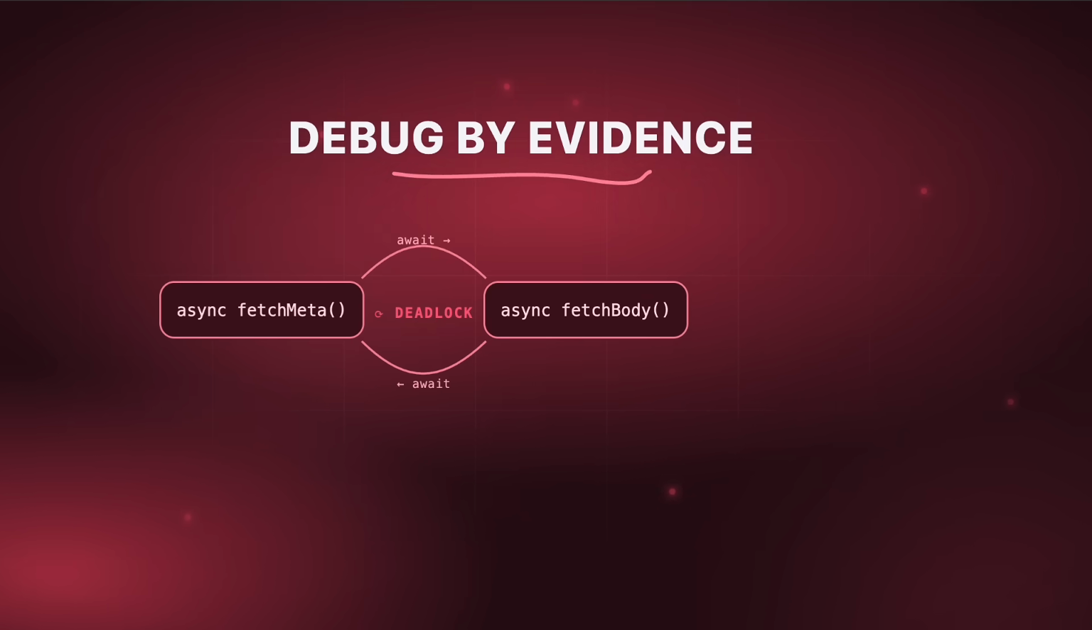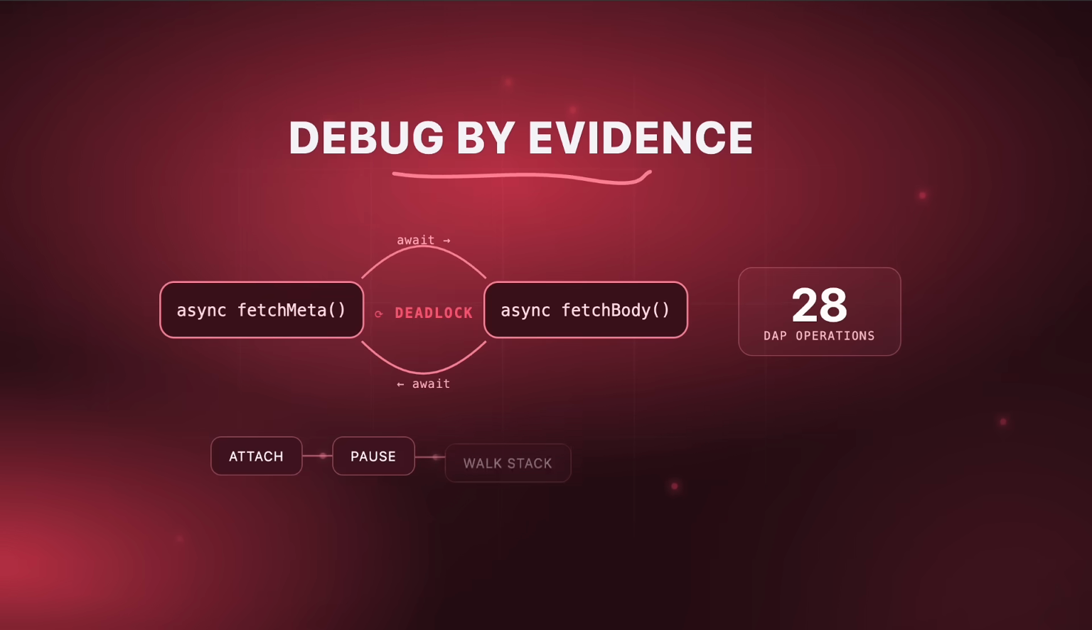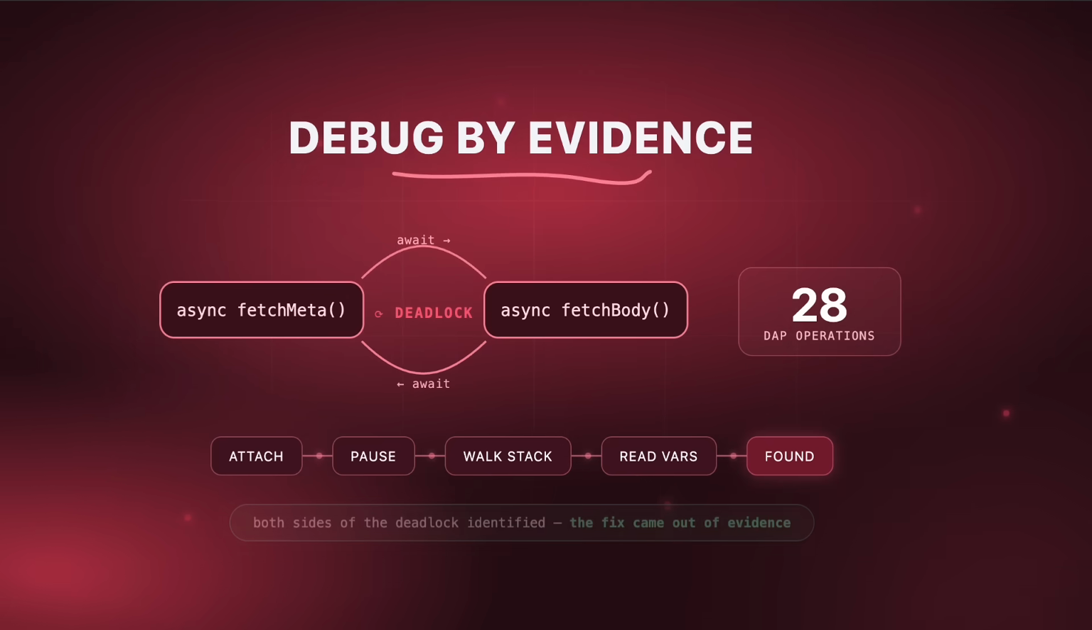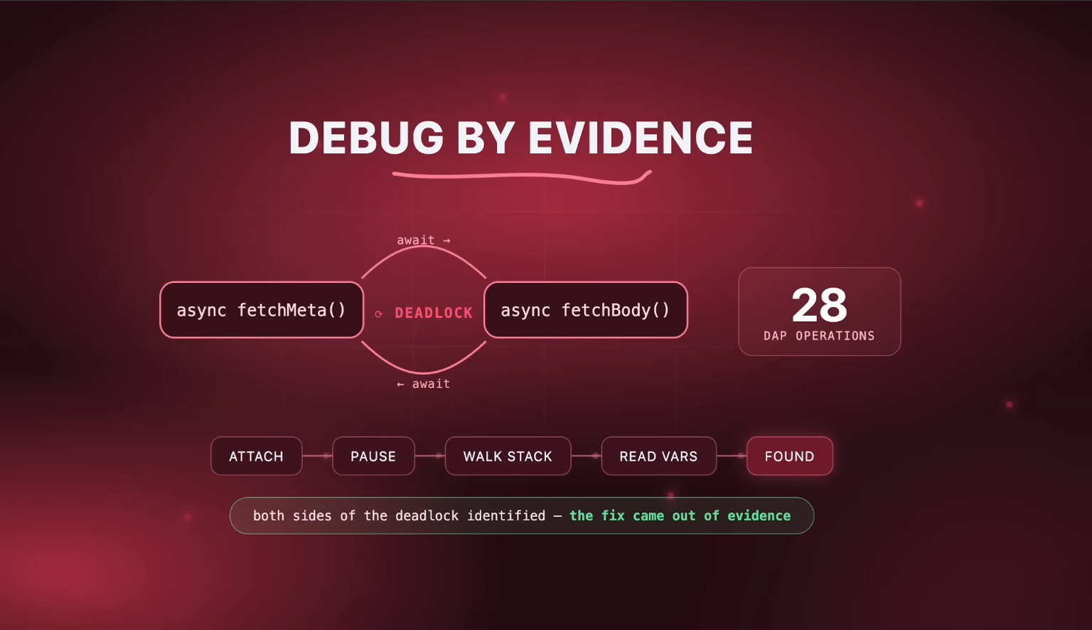Then I got mean with it. I planted a deadlock, 2 async functions waiting on each other, and just told OMP the tool freezes sometimes. This is where the debugger support comes in, and I don't know another terminal agent doing this. It has 28 debug adapter protocol operations. It attached a live debugger to the hung process, paused it, walked the stack, read the actual variables in memory, and identified both sides of the deadlock.